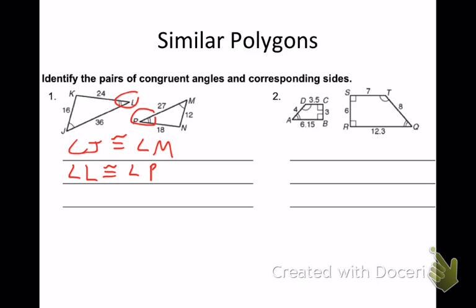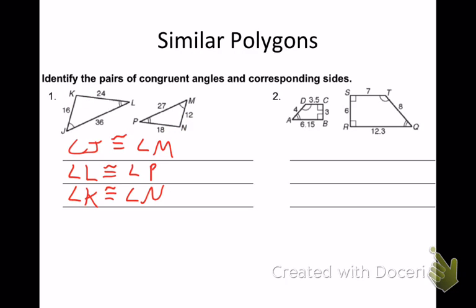Nice job. Now, K doesn't have a congruency mark. So what would angle K be congruent to, though? Angle N. Yeah, they both don't have congruency marks. So if two angles are the same, that means the third angles are also going to be the same. We talked about that back in chapter 4.